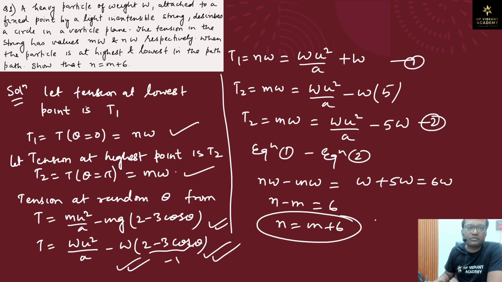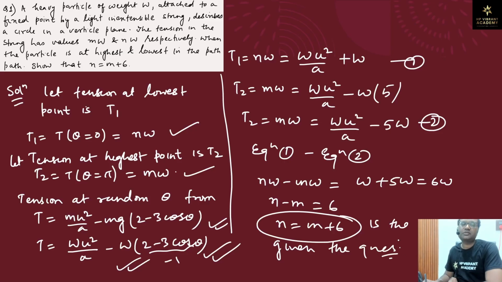So what was given in the question? When the particle is at the highest and lowest point, show that n is equal to m plus 6. This is the expression given in the question. Let us proceed to solving the next question.